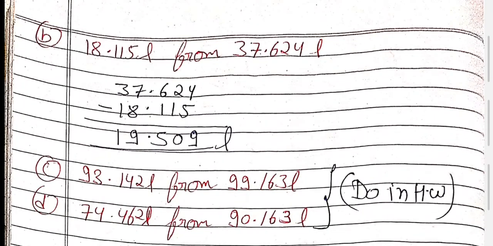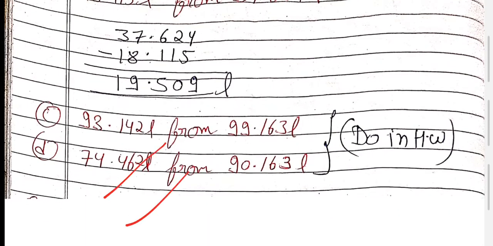Now come on B part. B part is 18.115 liter from 37.624 liter. So the from part you always put first, right here, and this one at the lower side in such a way that the decimal is just below the decimal. Now 4 minus 5 not possible, take 1 carry, becomes 14, 14 minus 5 becomes 9. Here you get 1, 1 minus 1, 0, 6 minus 1, 5, 7 minus 8 not possible, take 1 carry, becomes 17, 17 minus 8 becomes 9, here remains only 2, 2 minus 1 becomes 1. So your answer is what? 19.509 liter. Similarly, C and D part you have to do by yourself in homework.